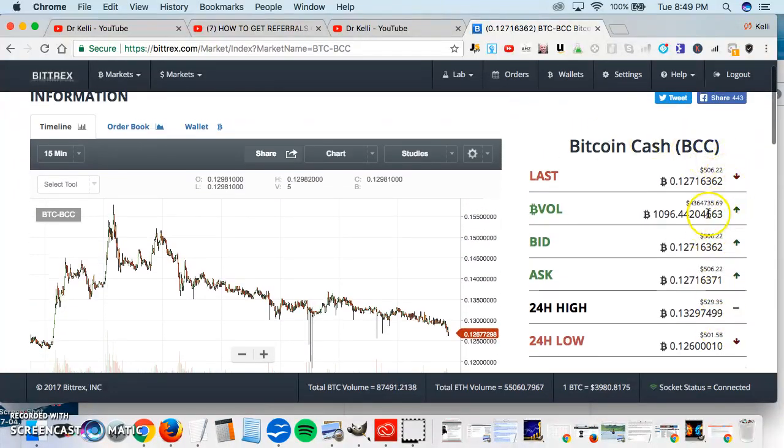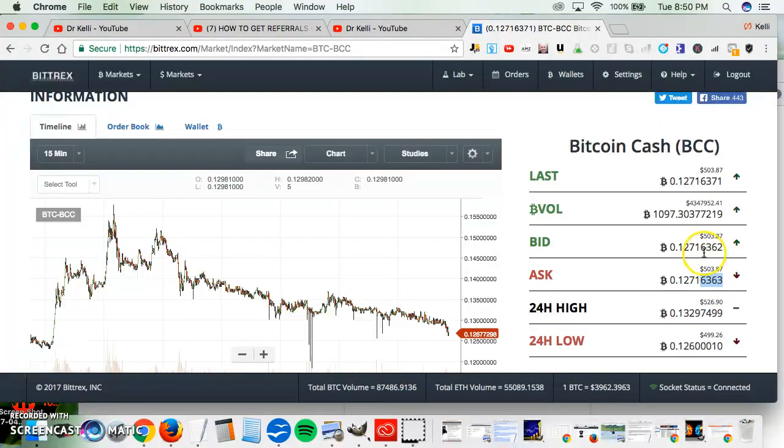This is the bid price, 0.12716362. This is the ask price, 0.12716371. Now, you'll notice there's a little bit of difference from here to here. And you saw that change. It also changes quite frequently, sometimes depending on the time of day and how volatile the market is. So now you see that the ask price is 6363.